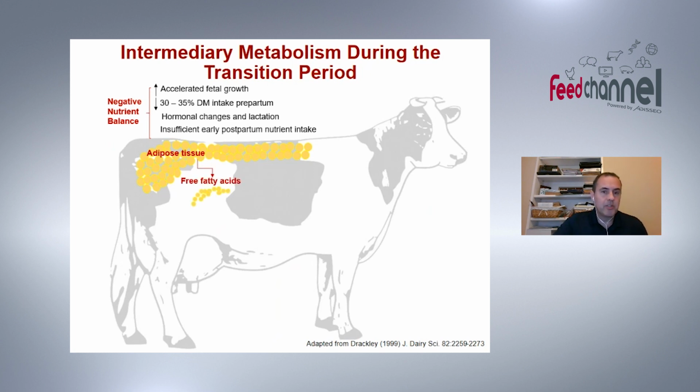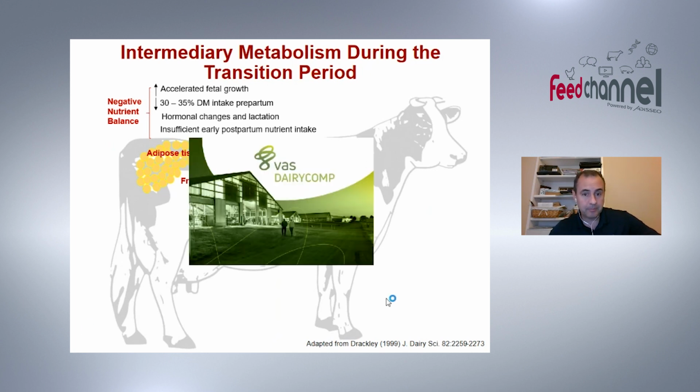So there will be mobilization of triacylglycerol that results in circulating free fatty acids that are transported in blood associated with albumin primarily that can be transferred.